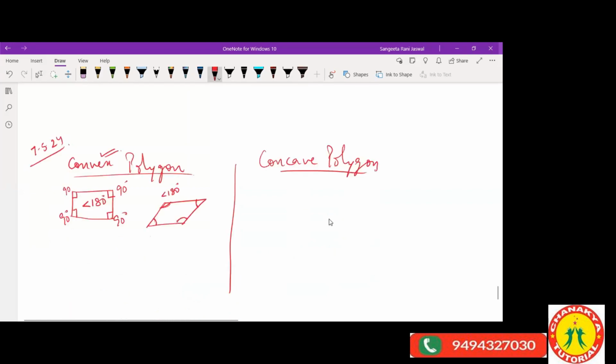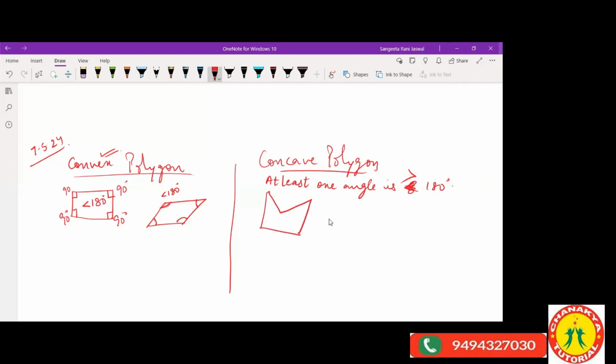And on the other side, in case of concave, in any polygon at least one interior angle should be greater than 180 degrees. So, ma'am, a reflex angle? Yes. So at least one angle is greater than 180 degrees, like this way. At least one angle should be greater than 180 degrees, which means it should be a reflex angle like this.